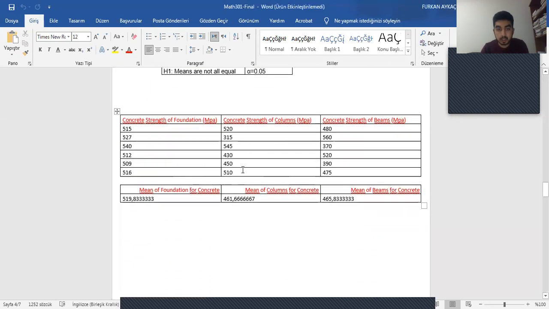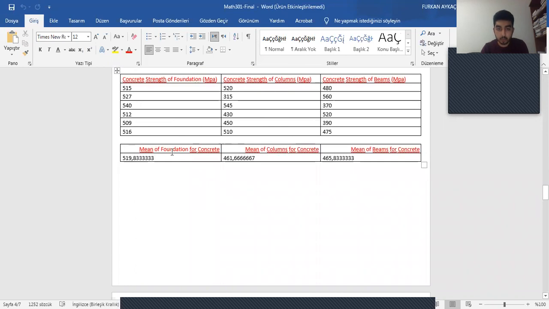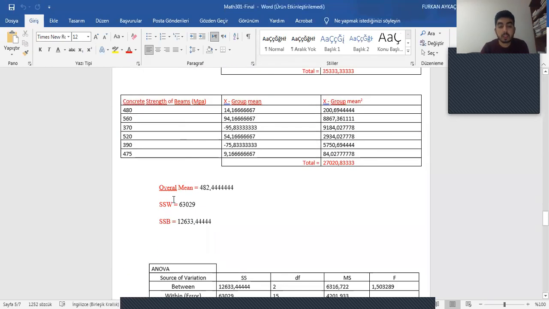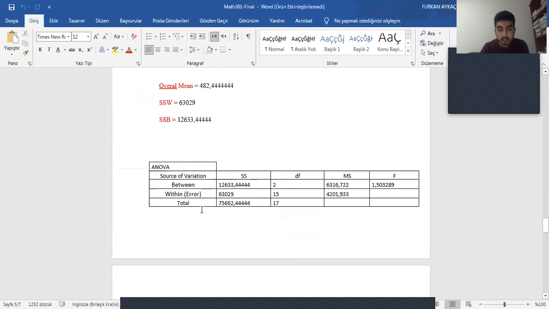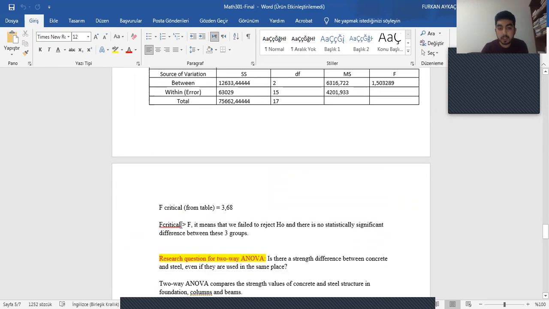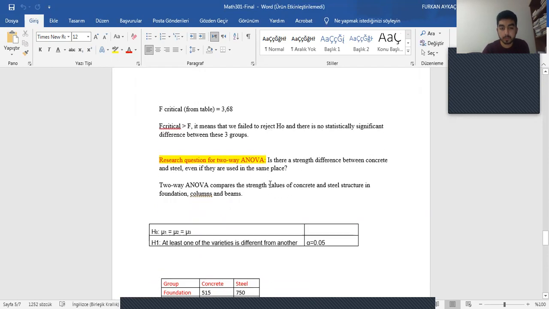Again, I created my tables. I found mean values for the foundation, columns and beams, and I found the overall mean, within and between. In the ANOVA test, I found an F value of 1.5, and the F critical coming from the table is 3.68. F critical is higher than the calculated F. It means that I failed to reject the null hypothesis and there is no statistically significant difference between these three groups.